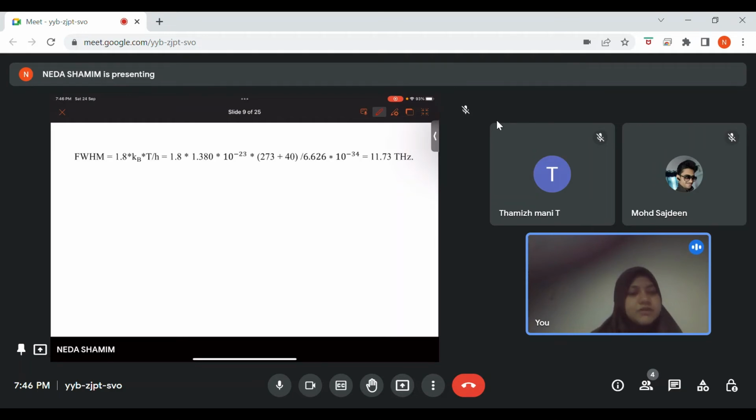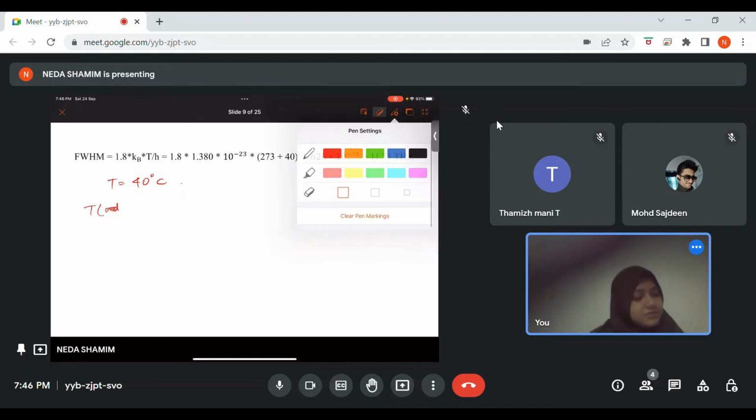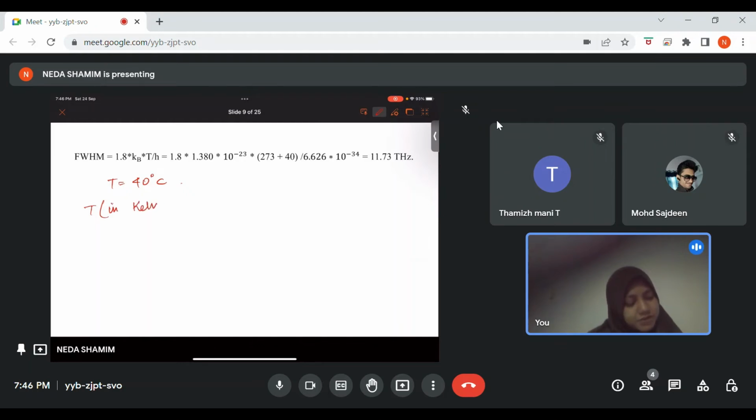You need to convert, the temperature was given in degree centigrade. So in Kelvin, what will this temperature be? This temperature in Kelvin will be given by 40 plus 273, which is given over here, divided by H. So that is given by this. So this is the spread, the spread in the frequency.